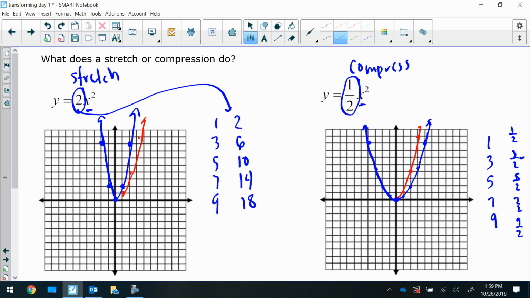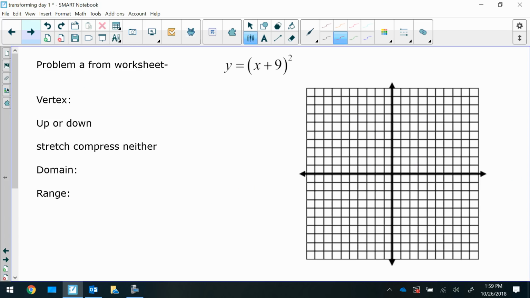Okay, so you're going to get the packet for the unit. Take out your packet, and we're going to look at the very first problem. So this is what I want you to do with the packet, and we're going to draw this. A lot of it's just taking a look at your equation and seeing where you can go from there. So I'm doing the first one with you, and then we're going to talk about it again when I come back to class tomorrow. So here we are, (x + 9) quantity squared.